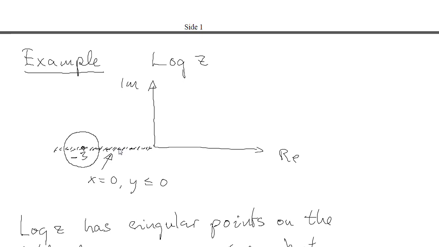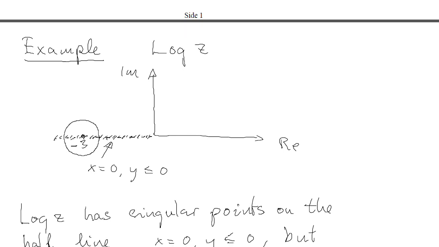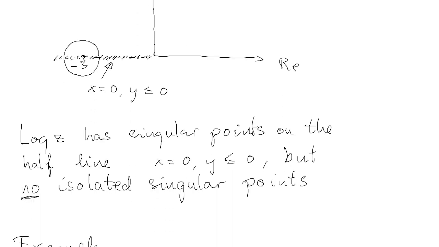So it's a singular point, but is this an isolated singular point? No, it's not, because, for example, at the point -3, the function is not analytic, but we cannot find any circle where the function is analytic at every point except at the point -3. So therefore this is not an isolated singular point. So the principal logarithm of z has singular points on this half line, but there are no isolated singular points. Sorry for this mistake. It should be x less than 0 and y equal to 0.